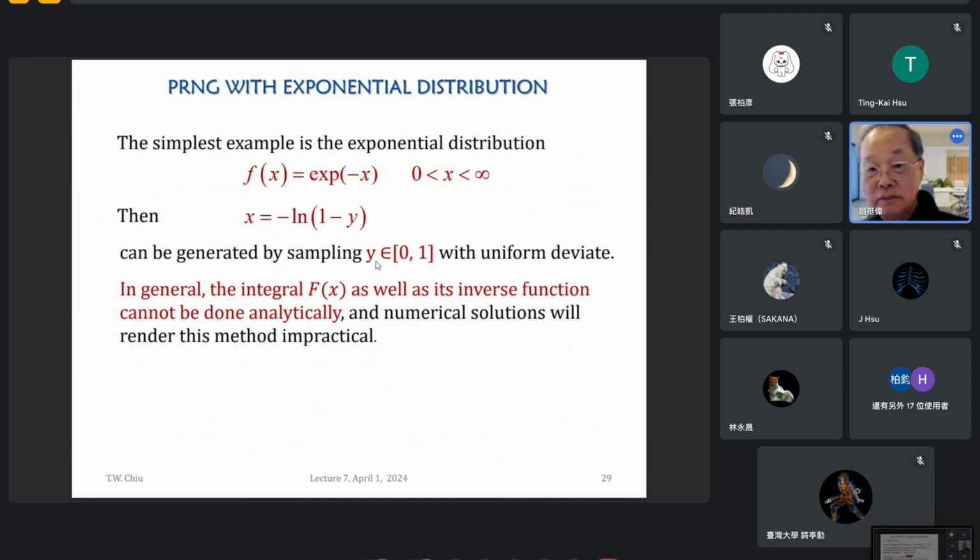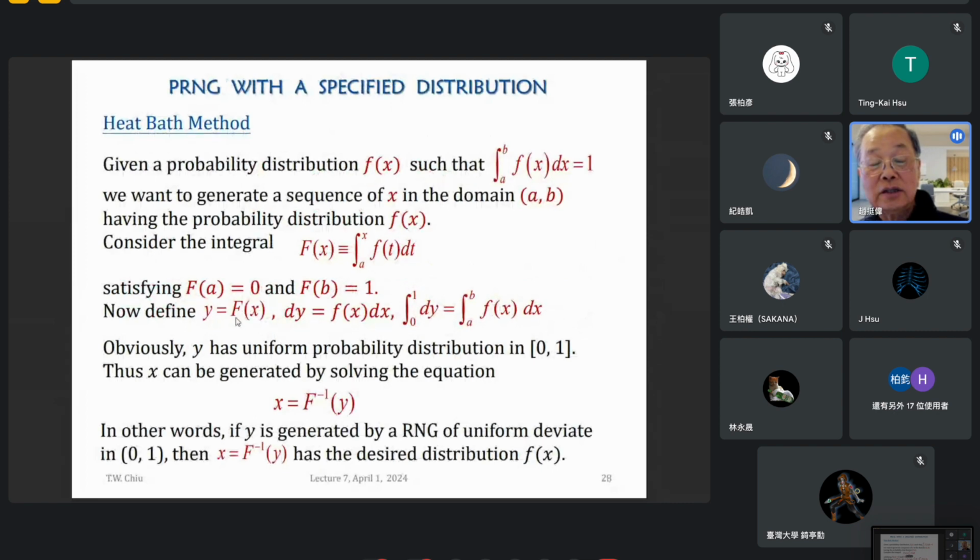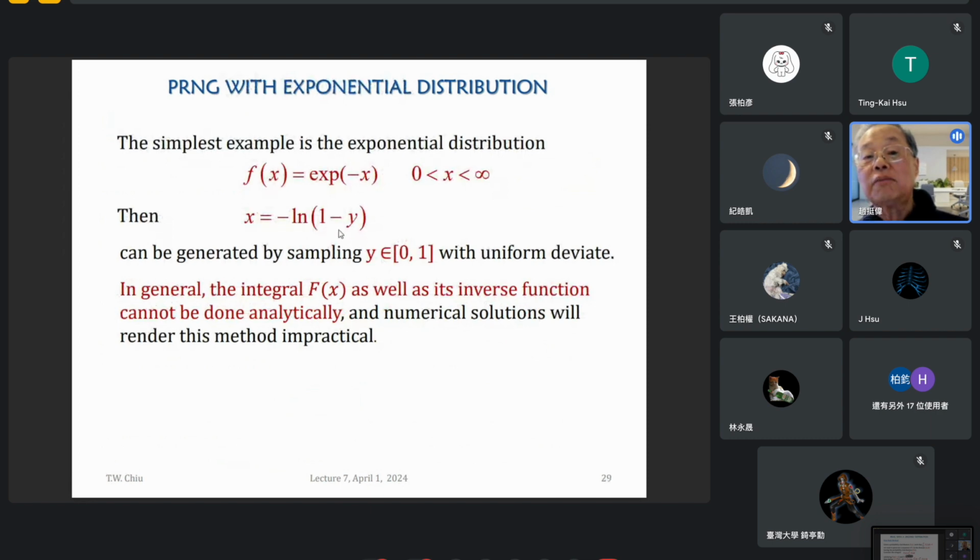Then I can solve this equation. This is y equal to F(x), and F(x) is 1 minus e to the minus x. So e to the minus x equals 1 minus y, and I can take the log. So I get x equal to minus the log of 1 minus y. So for this exponential distribution, I can apply this heat bath method. I just generate a uniform random number y, then plug in this formula, and then x will obey the exponential distribution. This is the simplest example, and it works.